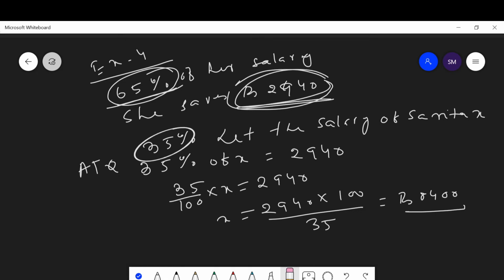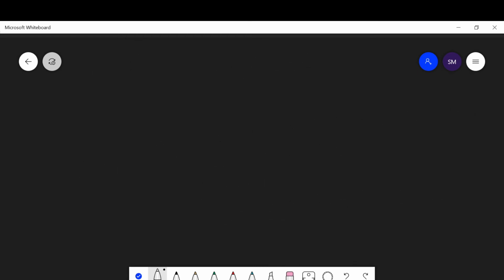Okay, then let us discuss some other examples. Please students, practice a variety of questions. Here the question says the number is increased by 20% and then decreased by 20%. Find the net increase or decrease percent. You don't know what the number is.